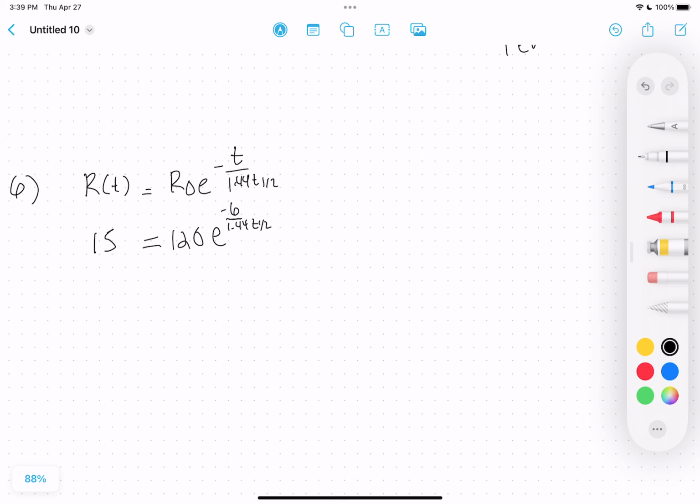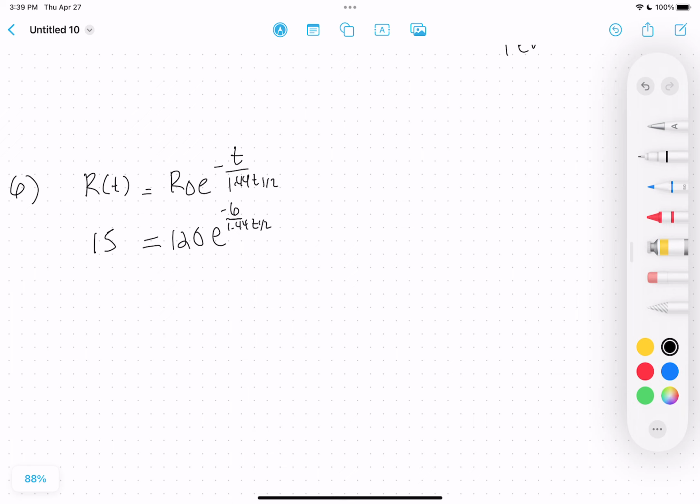Now, when we take the natural log of this whole thing, remember that with natural log properties, whatever you have as your exponent can be pulled out to the rest of the equation. So you have negative 6 over 1.44 T1/2, multiplied by ln e. It's the same thing, and ln e is just 1. You're left with ln of 0.125, which is about negative 2.08 on the left-hand side, and then we're just solving for T1/2.